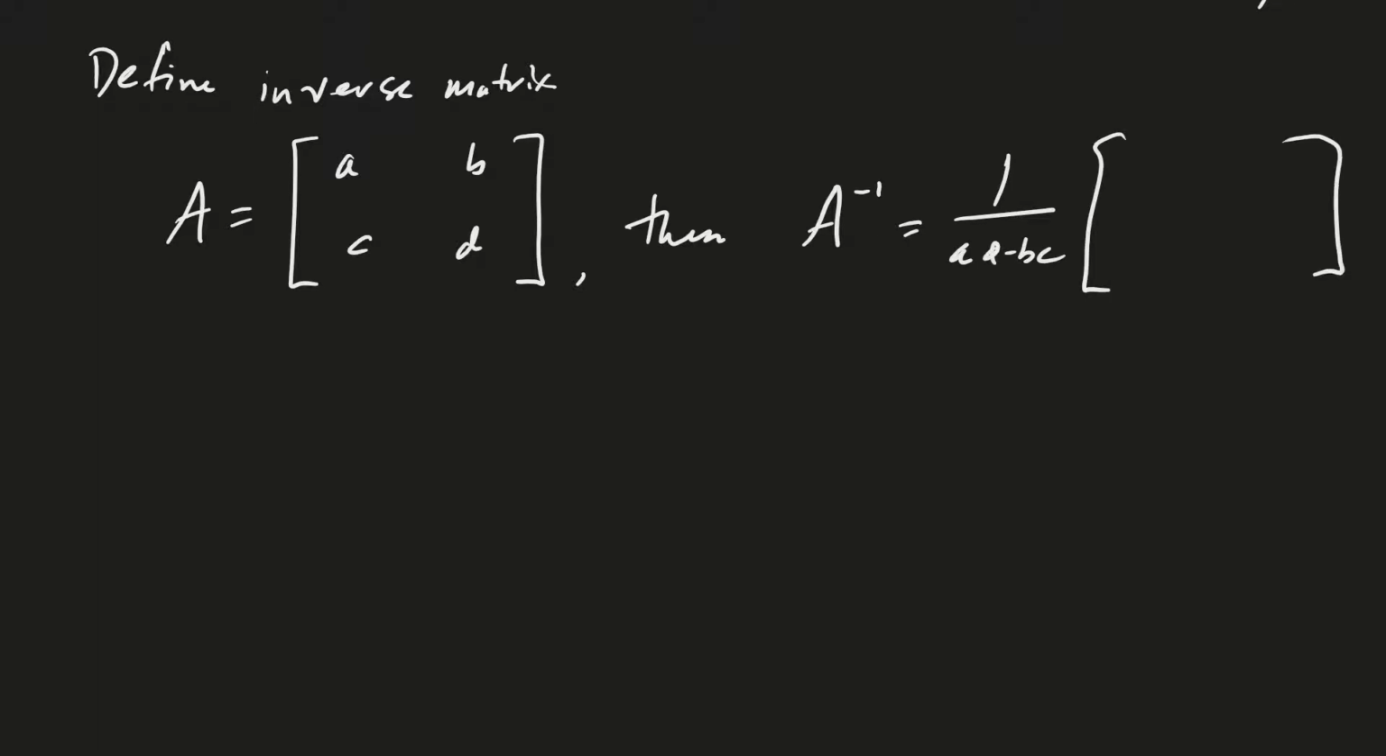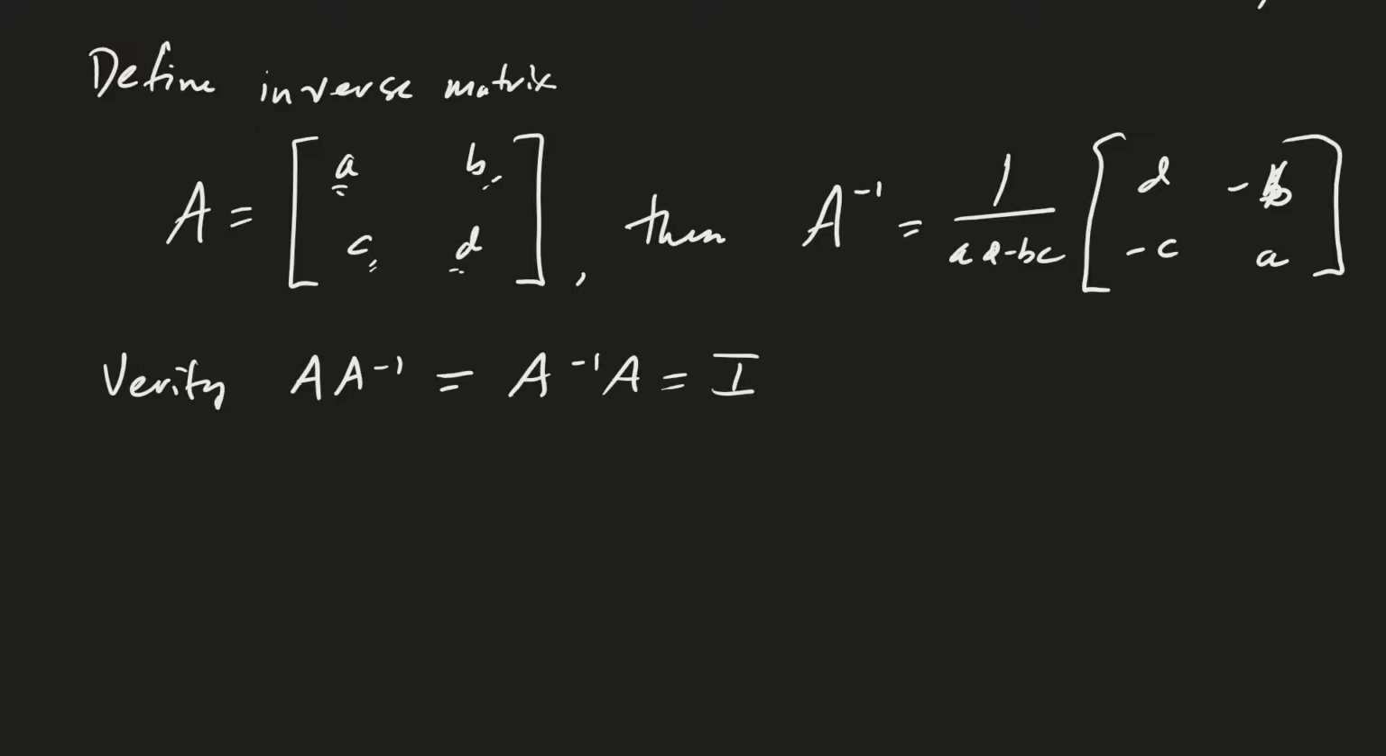And then for the matrix, if you look at your diagonal entries, you flip those, and then in the other 2 entries, you negate those, so minus B, minus C. And so the idea behind the inverse is that A times A inverse is the same thing as A inverse times A, and that is equal to the identity.